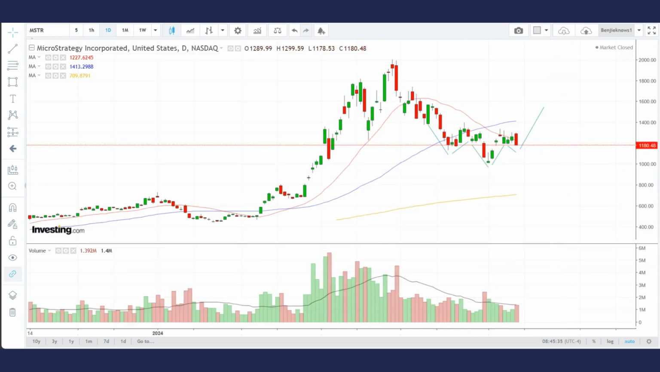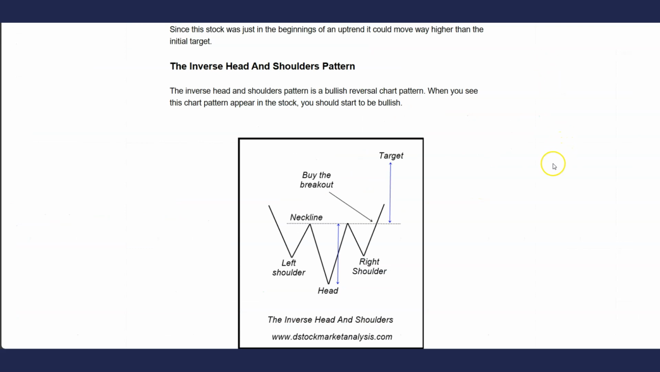Now let me just go to my website. Alright, this is the inverse head and shoulders. It is a bullish reversal chart pattern. When you see this chart pattern appear in the stock, you should start to be bullish. So this is what it looks like. We have a left shoulder, head, right shoulder, and when it breaks the neckline, you can actually buy the breakout. The target is the head itself.